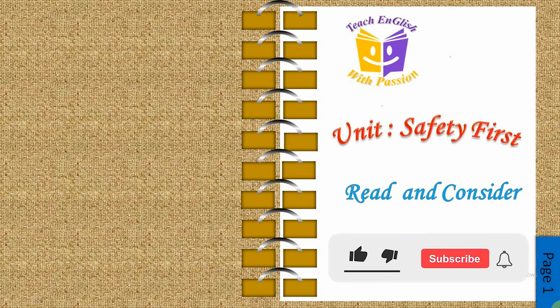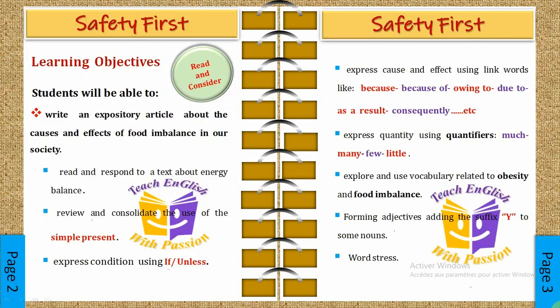For today, I will be sharing with you another adapted lesson related to Unit Safety First, sequence Read and Consider for third year high school learners. Ready to start? Here we go. Let's start with exploring the content that should be dealt with in the second sequence, Read and Consider. So the main objective of this sequence is as follows.